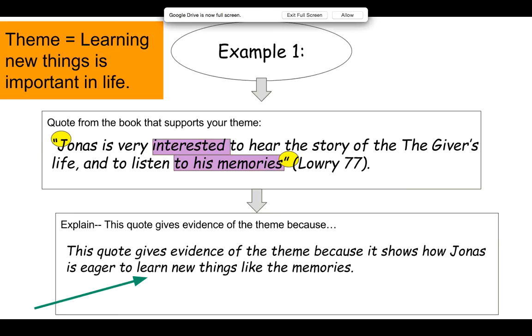My explanation talks about the character Jonas. My explanation talks about the memories. I can connect my quote and the theme. Use that to double check that your quote and your evidence work. They must stay connected. Let's look quickly at the advanced option and you can see how it works again.